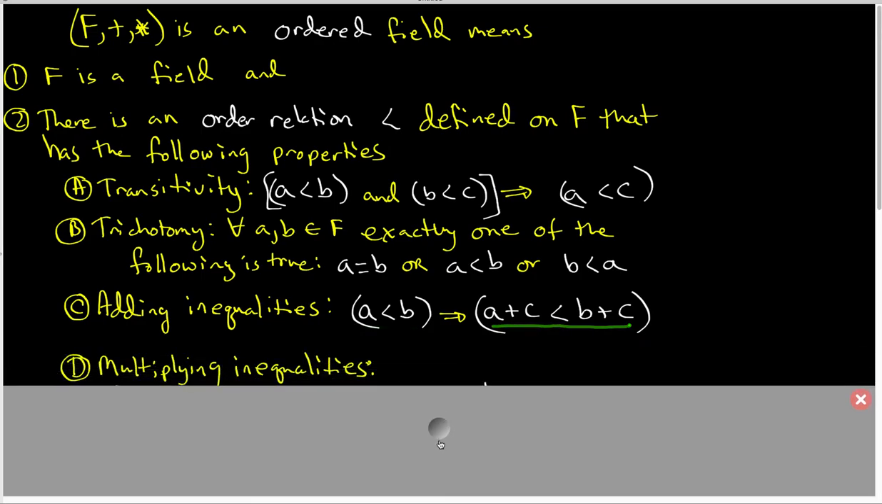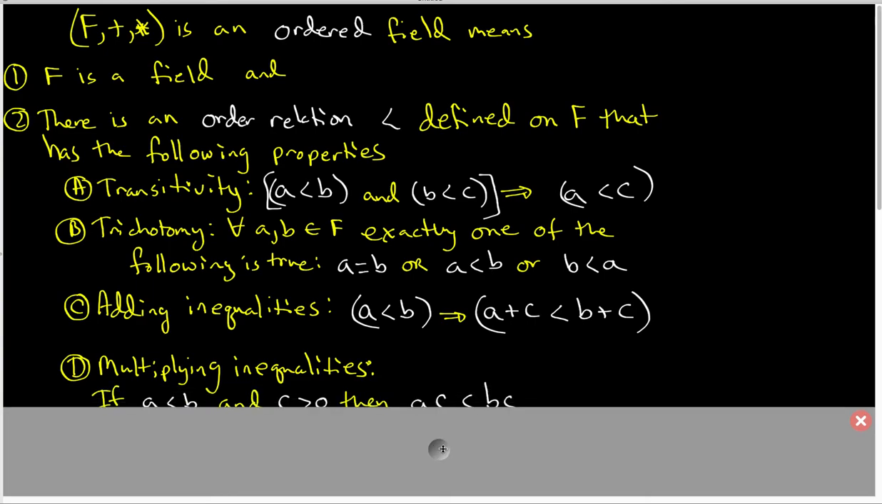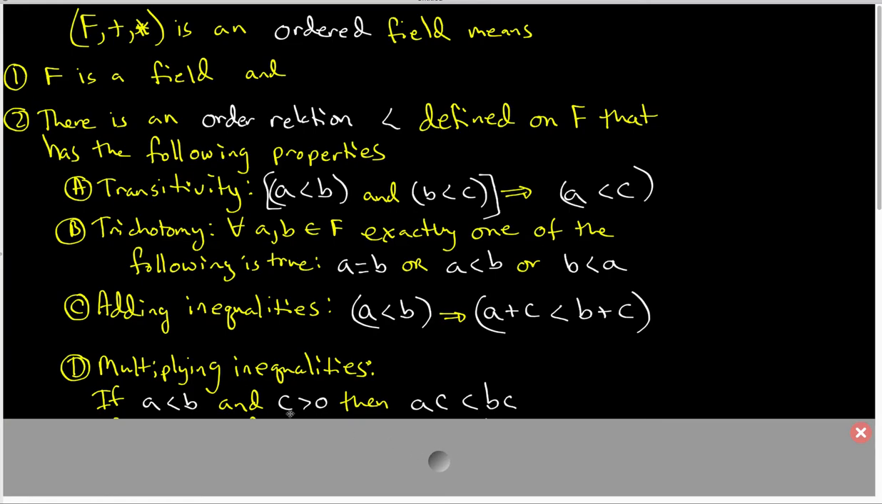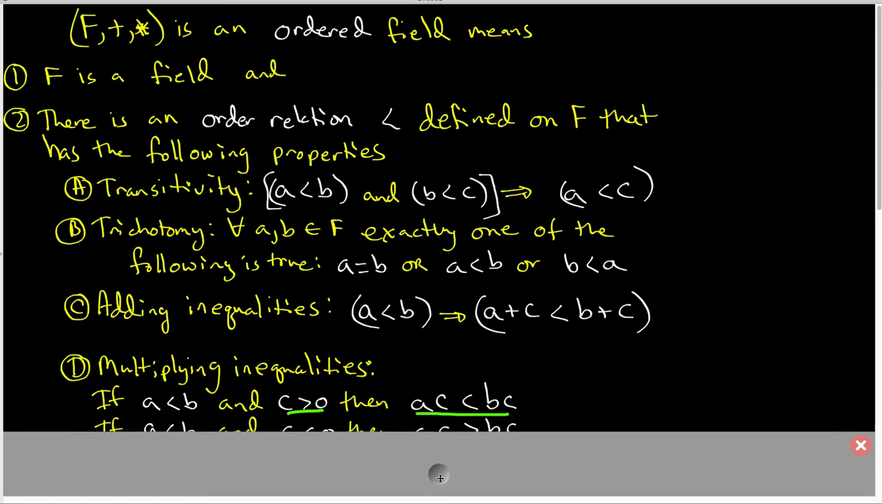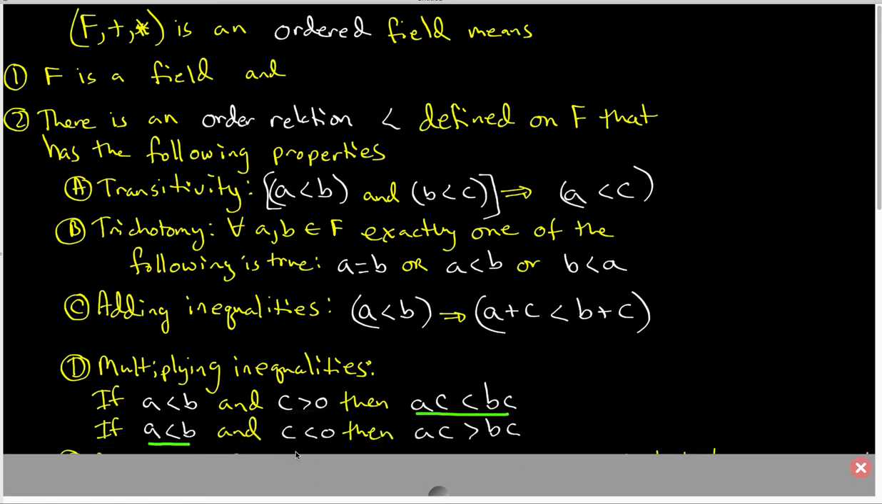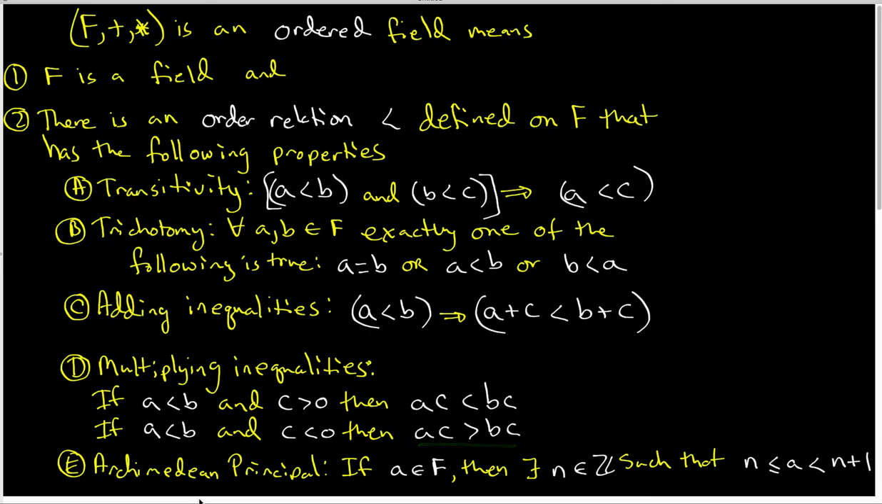We also know about multiplying inequalities. Multiplying inequalities is just a little bit trickier. We know that if A is less than B and C is bigger than 0, then multiplying the inequality does not change its order. But if I have A is less than B and C is less than 0, and I multiply, then I have to swap the inequality sign. AC will now be bigger than BC. And finally, we have the Archimedean principle: if I take anybody in F, there will be an integer n, such that A is trapped between n and n plus 1, and it might be equal to n.